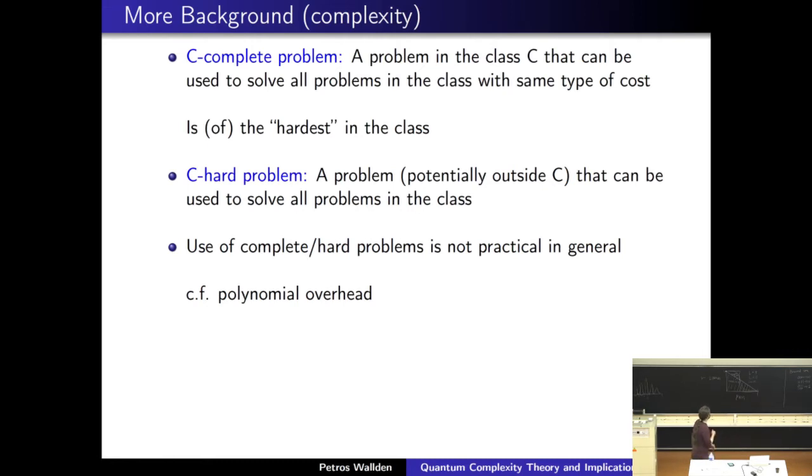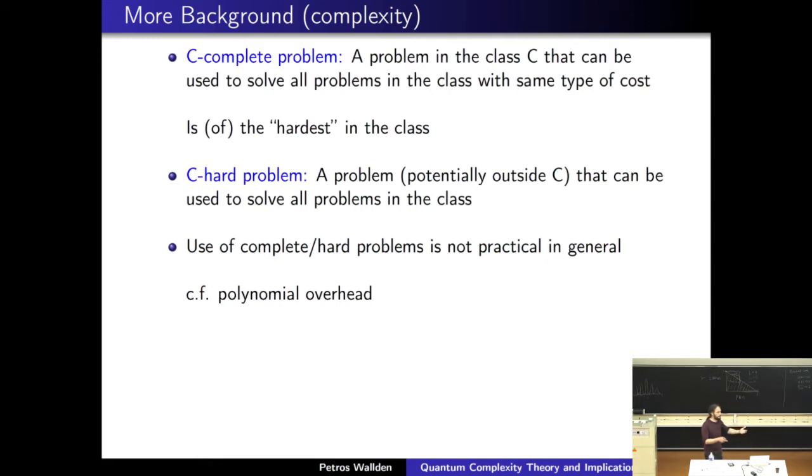But now when I said complete or hard, I told you that if I can solve, let's say, an NP-complete problem, then I can solve all problems in the class NP, right? With no more overhead than I would have from NP. But this is not the practical way to do this. Traveling salesman is an NP-complete problem. If you use this to solve a different problem in NP, it may not be the best way to solve that problem, because you may have an overhead.